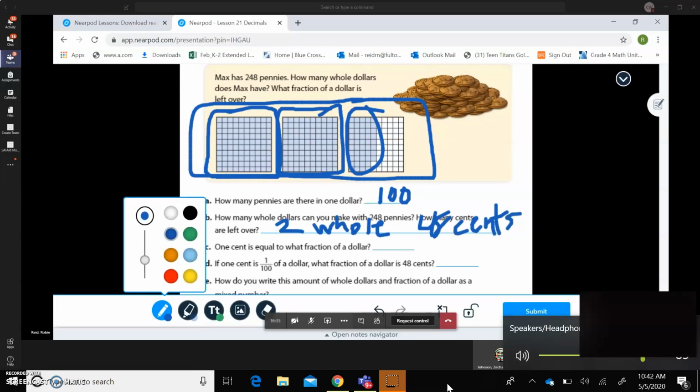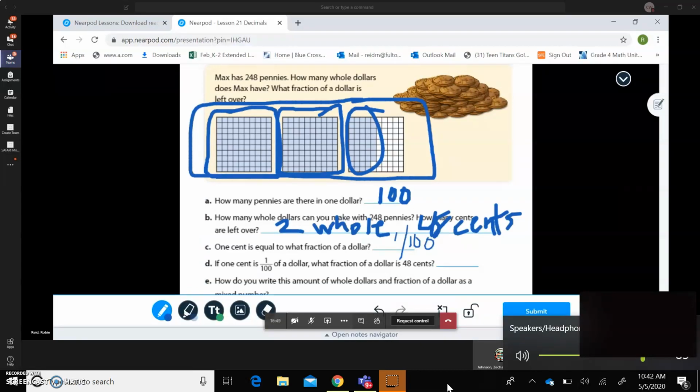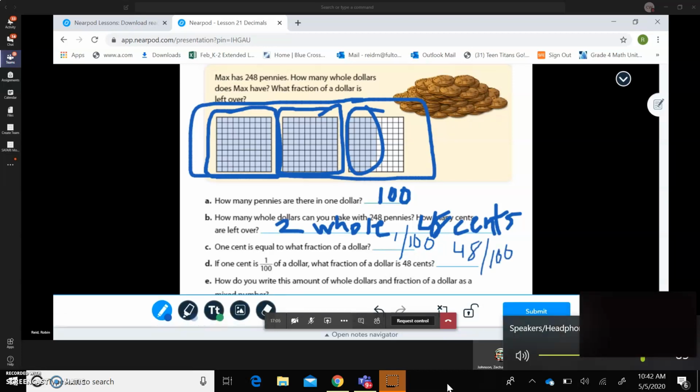Alright. 1 cent is equal to what fraction of a dollar? So we know it takes 100 cents to equal $1. So 1 cent is equal to 1 hundredth of a dollar. If 1 cent is 1 hundredth of a dollar, what fraction of a dollar is 48 cents? So we know 1 cent of a dollar is 1 over 100. So 48 cents will be 48 hundredths. Alright, this is the fraction of a dollar.